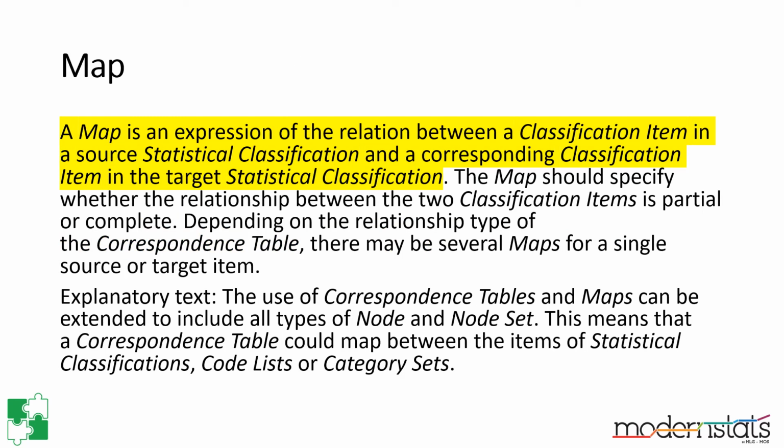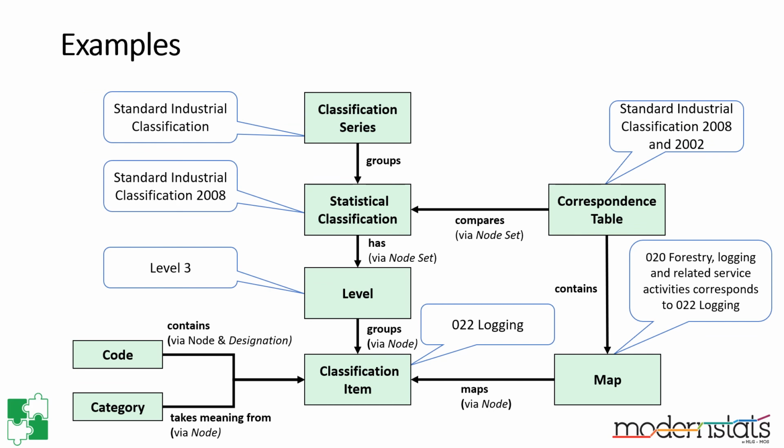A map is the actual thing that is mapping the two classification items together. So if you have a source classification, like in my example, the 2010 classification, and then you have the 2015 classification, then you have a map between those two classification items that tells which classification items are linked together in the new version and old version. So here are the examples. I think these will make it a lot clearer.